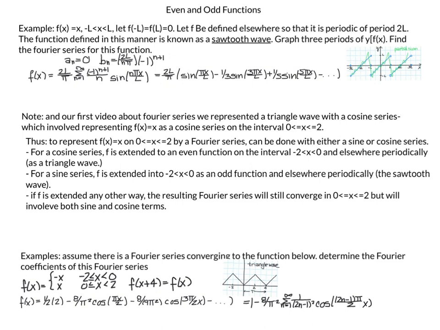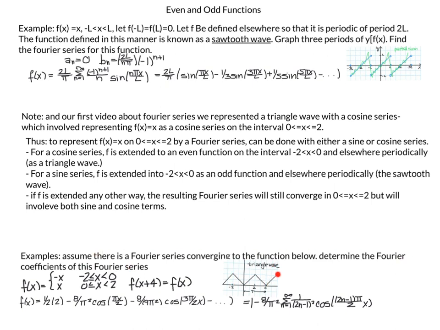Another thing to note, I moved my sawtooth wave graph and my sawtooth wave function sine series. So in our first video about Fourier series, we represented a triangle wave with a cosine series, which involved representing f of x equals x as a cosine series on the interval 0 to 2. And this is what it looked like. This was the problem we did a couple of videos ago.